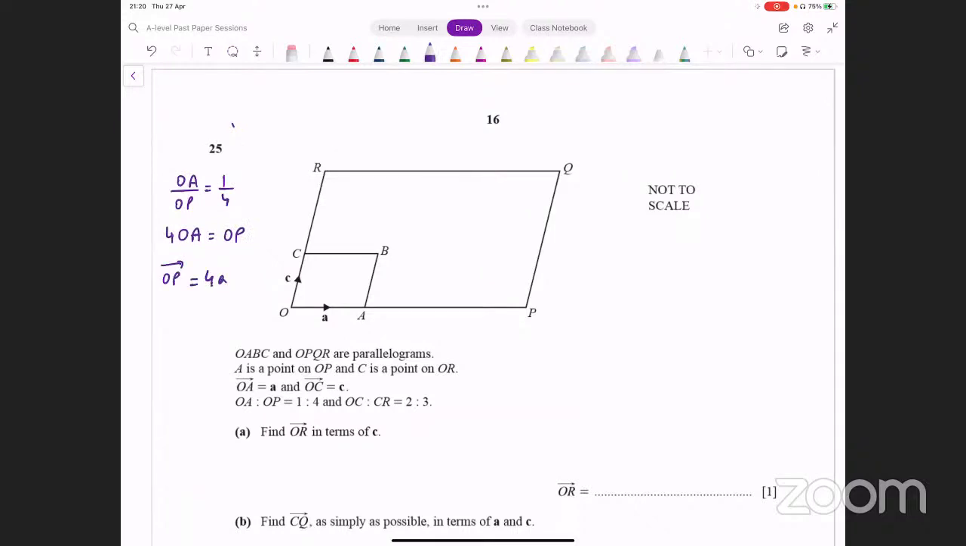Using similar logic, we're given OC ratio CR. Okay, not the same logic, it's slightly different. यहाँ पे उसने क्या दिया हुआ है, OC ratio CR. Okay, let's write that down like that as well. This is OC over CR. Okay, this is equal to 2/3. ठीक है.